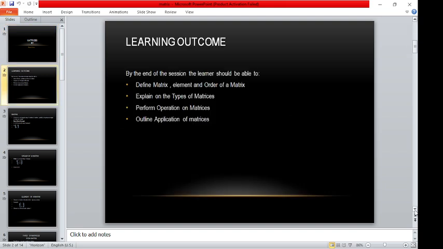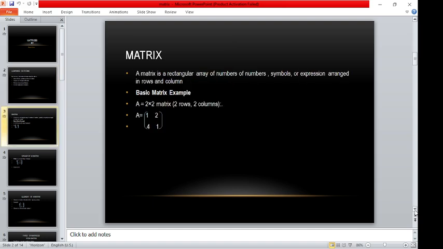We have our learning outcomes. By the end of the session, the learner should be able to, number 1, define what is a matrix, element and order of a matrix. Number 2, explain the types of matrices. Number 3, perform operations on matrices. And lastly, outline applications of matrices.